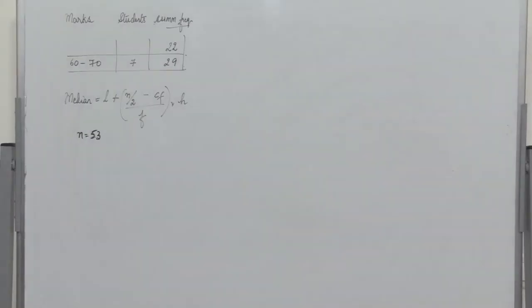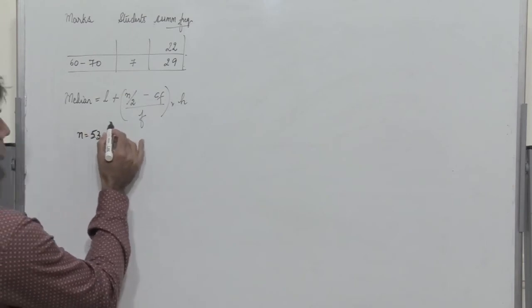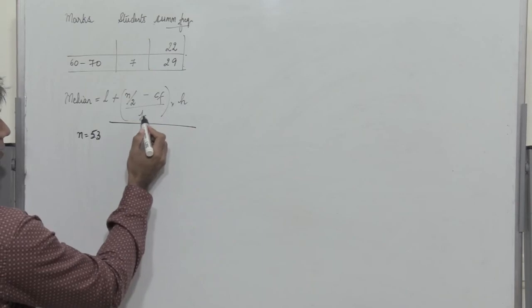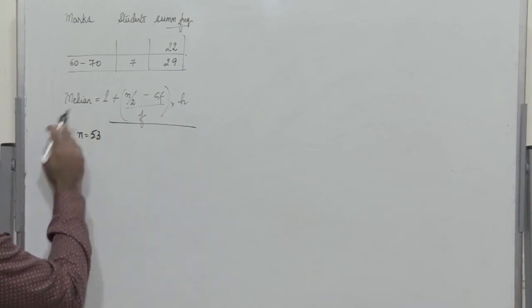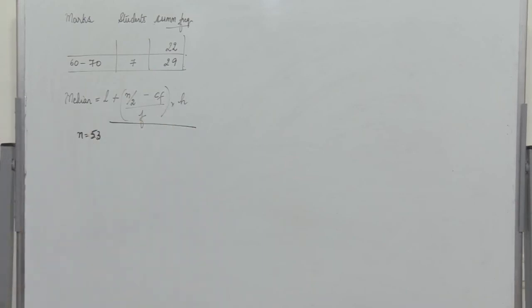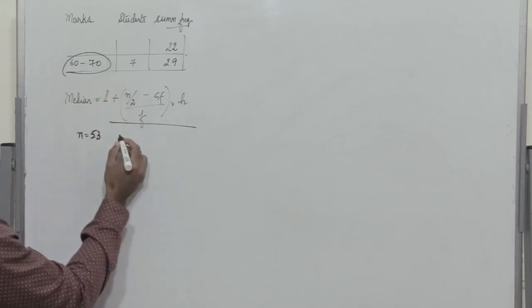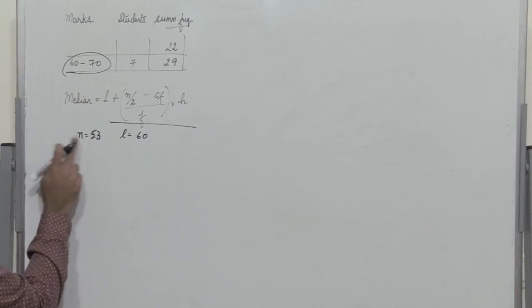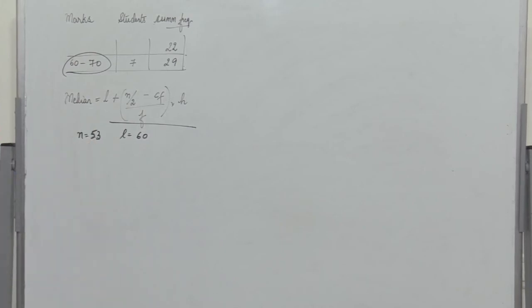So now we need to find the median. The median is found by using this expression L plus n by 2 minus CF divided by F into H, where L happens to be the lower limit of the median class. Right? So L equals 60. N is the number of students, which is 53, so it's going to be 53 by 2.